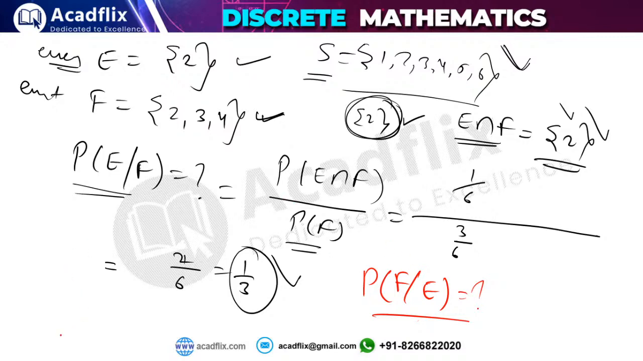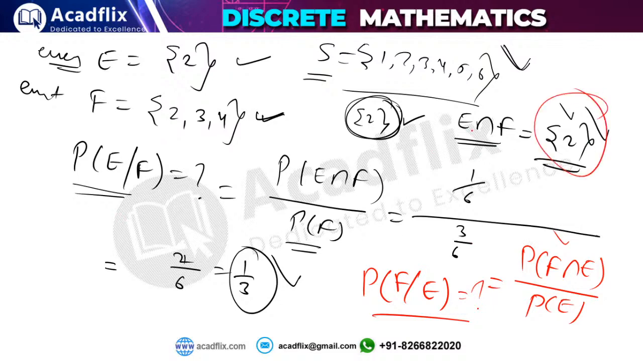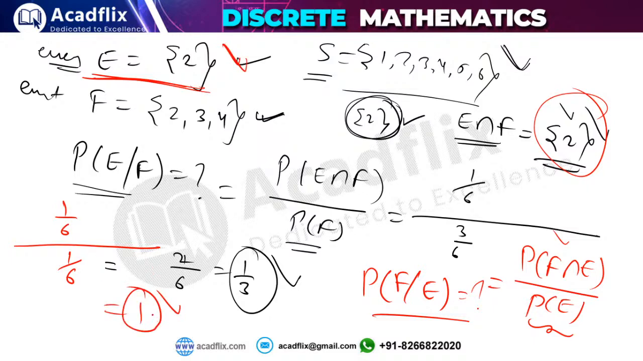What will be the probability of F given that E? So it will be the probability of F intersection E divided by the probability of E. The probability of F intersection E is 1 by 6, divided by the probability of E. What is the probability of E? The probability of E is also 1 by 6. This is event E. So the answer will be 1. You can see the answer will be 1.